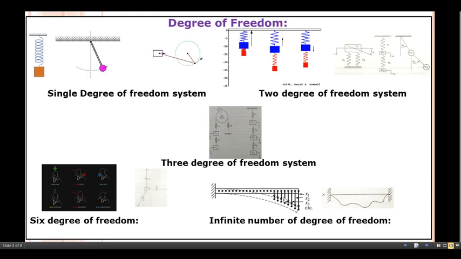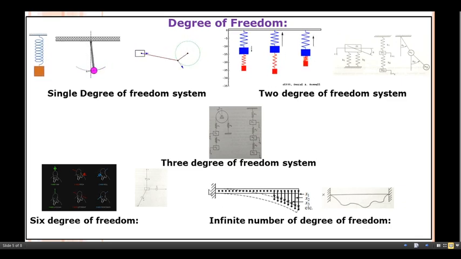Then what about the next one, the infinite degree of freedom system. Some systems, especially those having continuous elastic members, have an infinite number of degrees of freedom. This can be shown with the help of this cantilever beam. A flexible beam between two supports also has an infinite number of degrees of freedom.